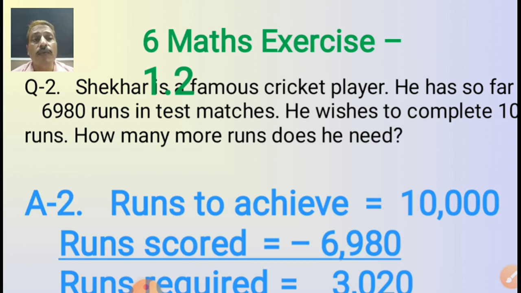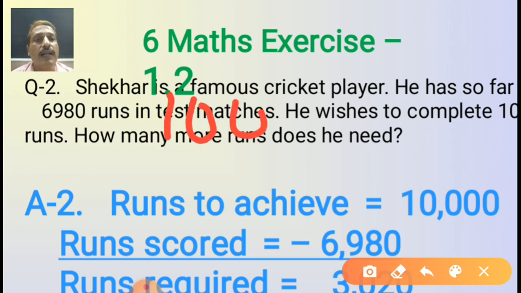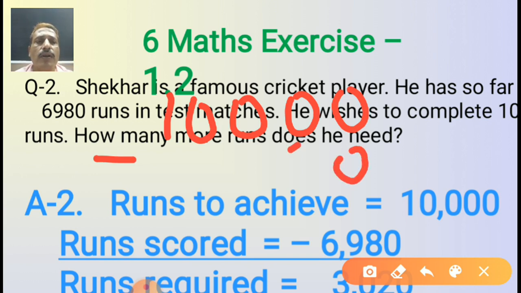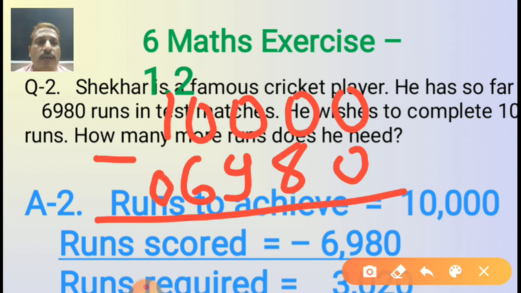Yes student, be careful. How many digits does 10,000 have? Yes, there are 5 digits, student. And 6,980 has only 4 digits. So put the subtraction sign and write from the right side: 0, 8, 9, 6. Don't start from 1. Okay student? There is nothing here, that means you have to put 0 here. Now here also the first number has 5 digits. If you put 0 before a number, there is no change in the number.